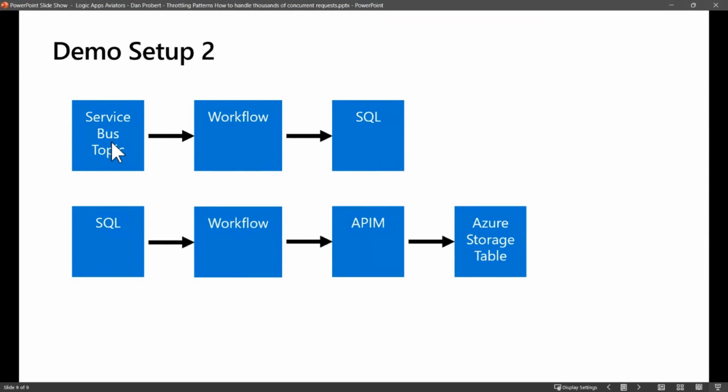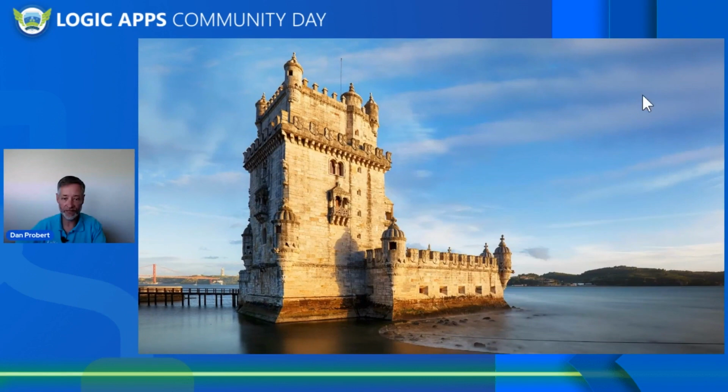So instead of going from Service Bus to a workflow directly to APIM, we can go out to SQL. It doesn't have to be SQL, but I've chosen SQL for a very good reason. And then we can go from SQL to workflow out to APIM. So we're offloading things into SQL. Now let's give an example of this working.